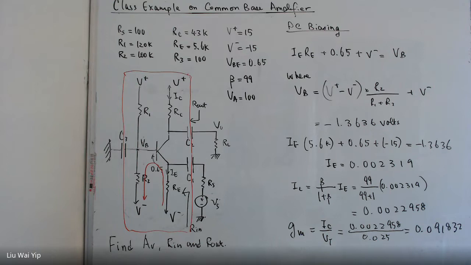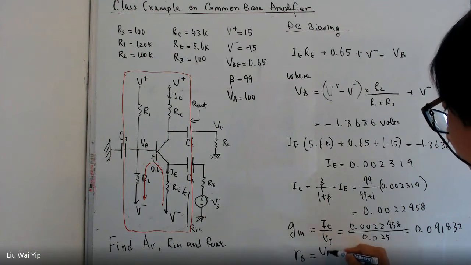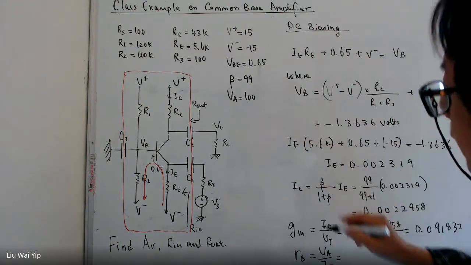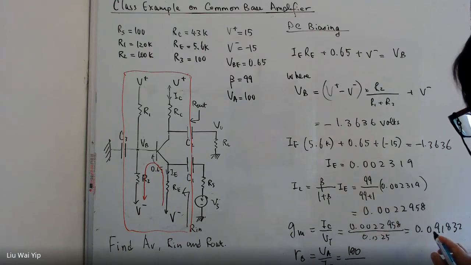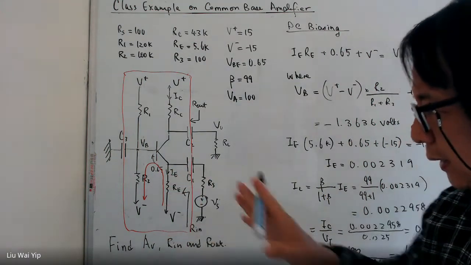the early resistance, r_o. So what you can do is r_o is equal to VA divided by IC. If you work it out carefully, VA here is 100, divided by the collector current, and you will most likely get 48.557k. So these are the two values that we need in our small signal analysis.